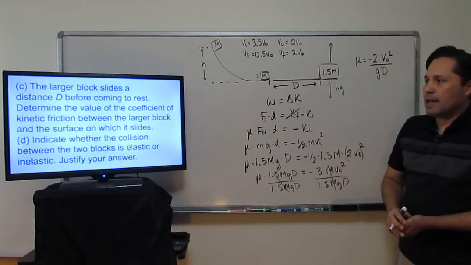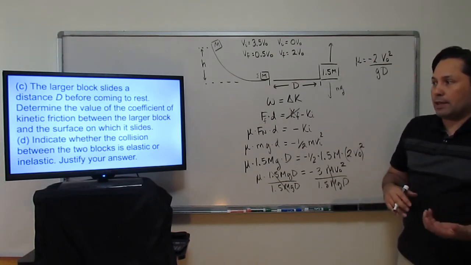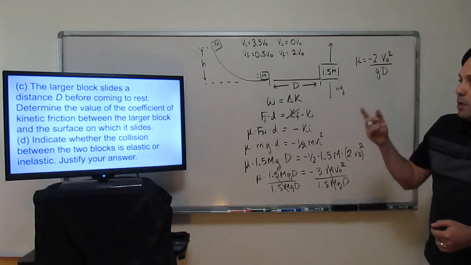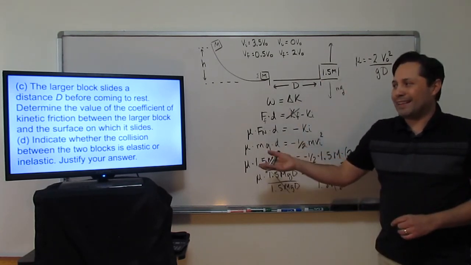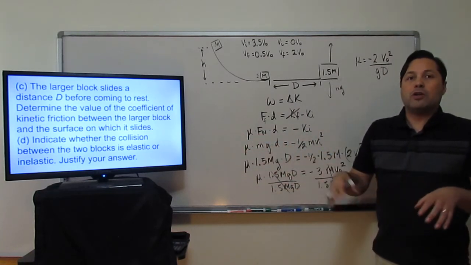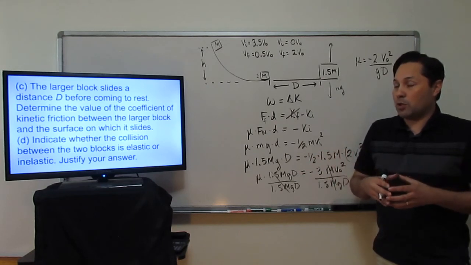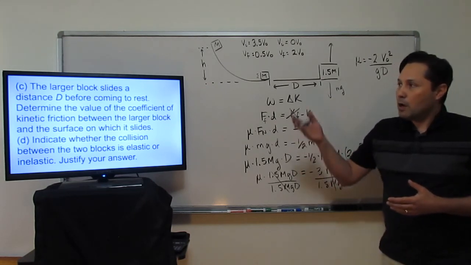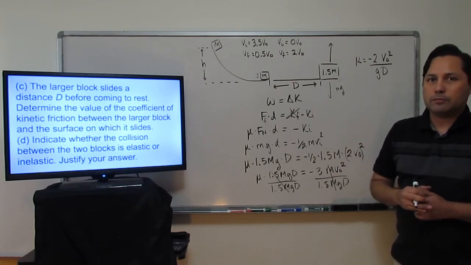Now in part D, they ask us, indicate whether the collision between the two blocks is elastic or inelastic, and justify your answer. In this case, they collided and then they went away from each other, therefore it's an elastic collision, because you can make that claim because the blocks crashed against each other and then separated away from each other. They did not stick to each other, and that's why it's elastic. Alright, that takes care of part C and D of problem 27.